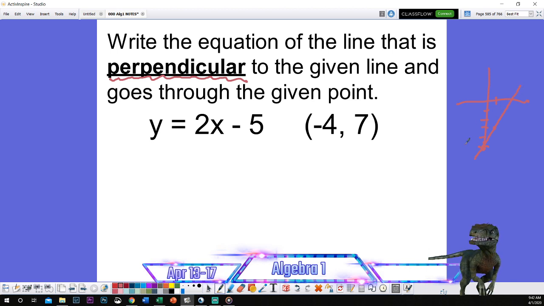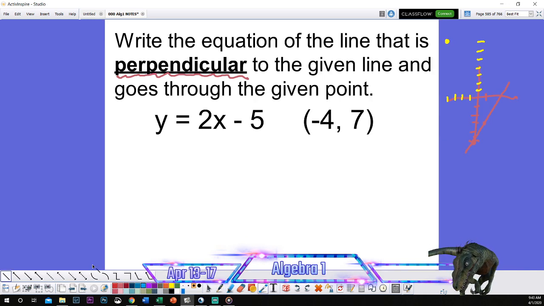And I'm trying to create one that's perpendicular to it through the point -4, 7. 1, 2, 3, 4. 1, 2, 3, 4, 5, 6, 7. So there's a point here, and I want to make a perpendicular line. So I'm going to pretend that I'm good at drawing lines. So if I had to draw a line that was perpendicular to this one, it would look something like, oh, probably like that. So I would have to figure out what's the equation of this line, which is pretty difficult to do if you're just graphing it, but this is what it would look like.